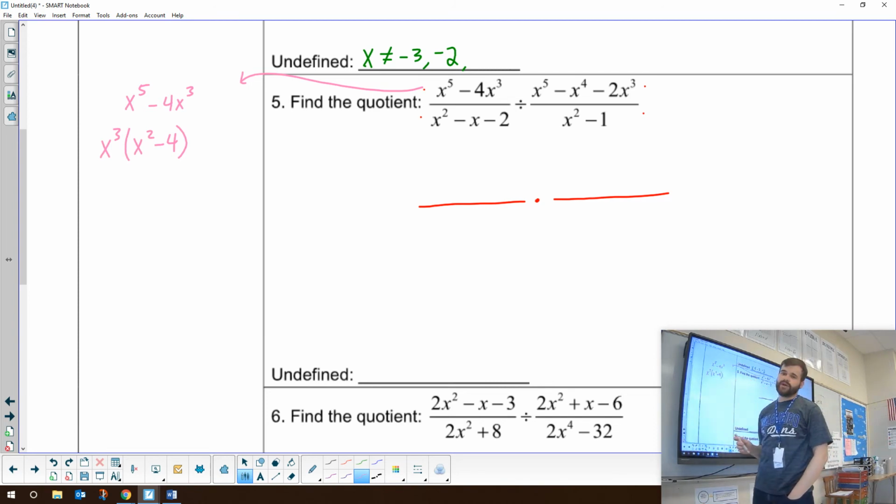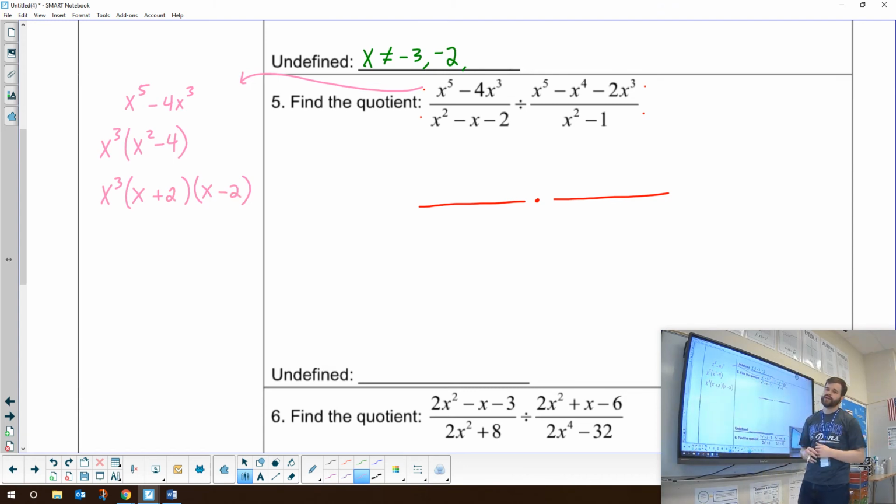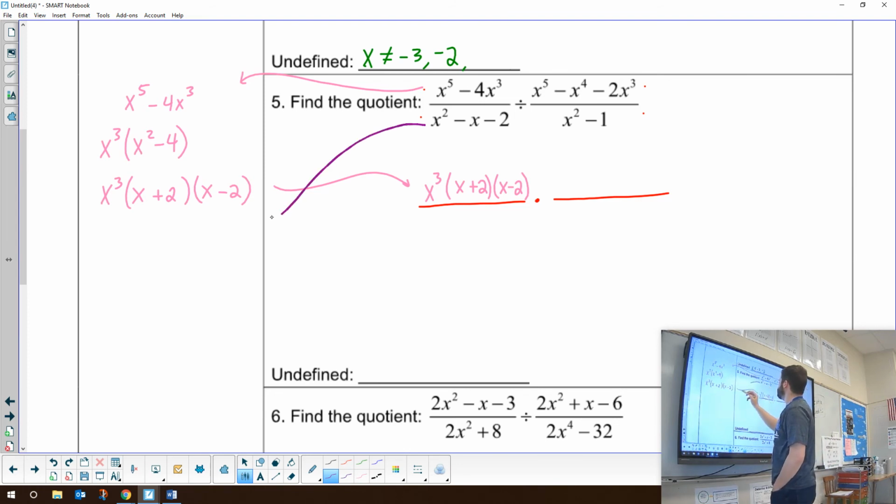Then this x squared minus 4 is a perfect difference of squares. So I can write this instead as, build your parentheses, x times x is x squared, and positive 2 and negative 2 makes negative 4, and they add to equal 0, so that creates that perfect square. So that is going to go back on top, because we don't have to flip this one. So we're going to get an x cubed times x plus 2 times x minus 2.